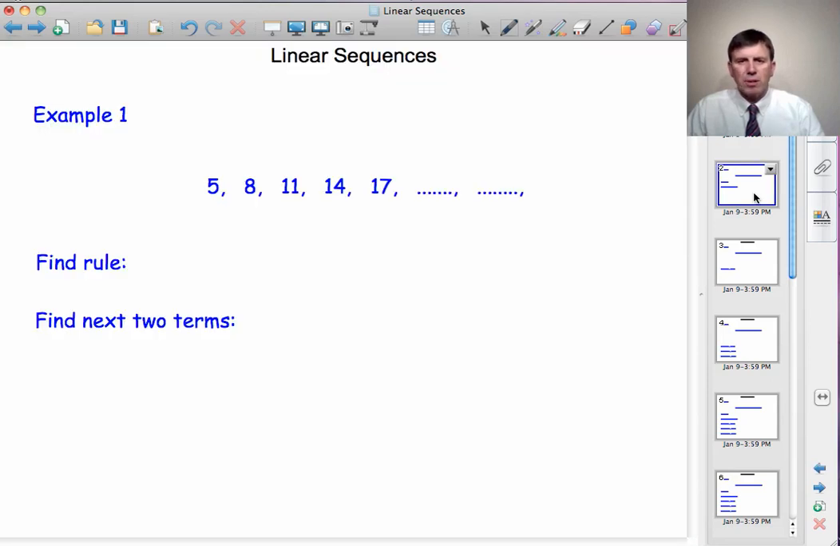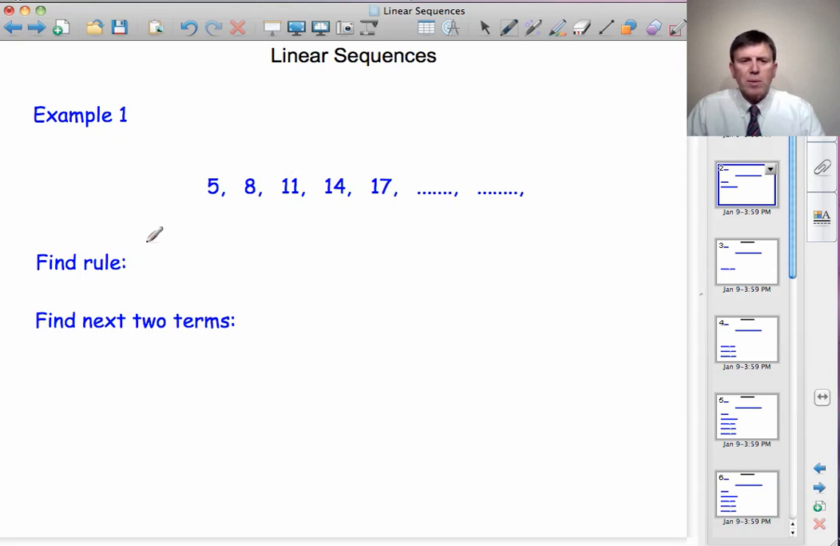Our first example of a linear sequence: 5, 8, 11, 14, 17 and so on. It goes on forever. A linear sequence is one where the difference between two terms is the same for each pair. It can go up by a fixed amount each time, or it can go down by a fixed amount each time. But in GCSE questions, it almost always goes up.